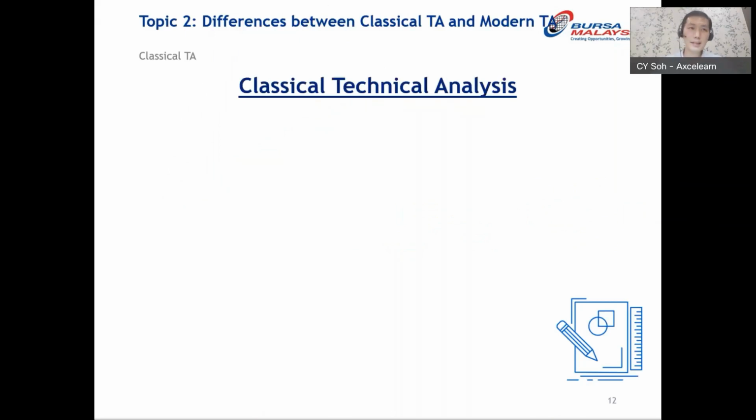Of course, as the name suggests, classical means the old school. For example, classical music like Beethoven, Mozart, Baroque. Those are what we call the classical stuff, the very old stuff. And of course, classical has its advantages as well as disadvantages. So classical technical analysis started with the trend line first.